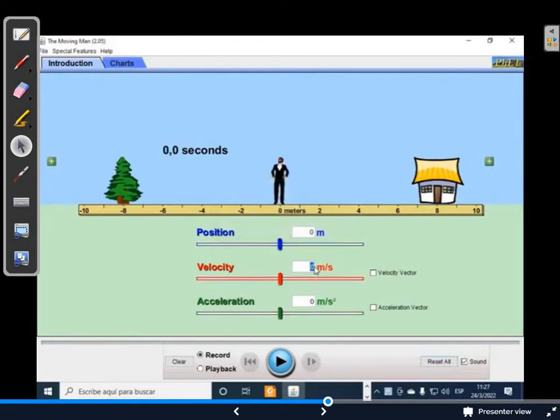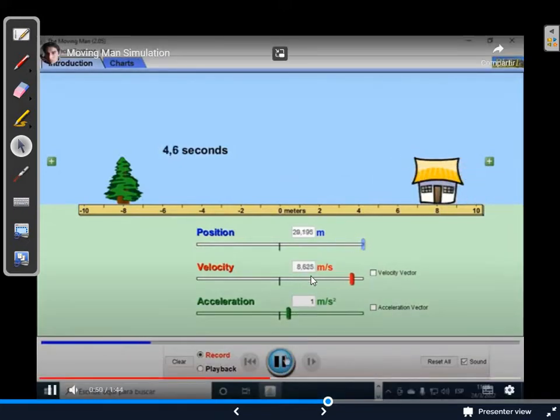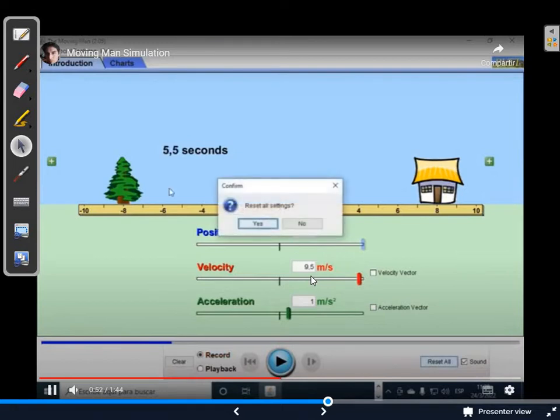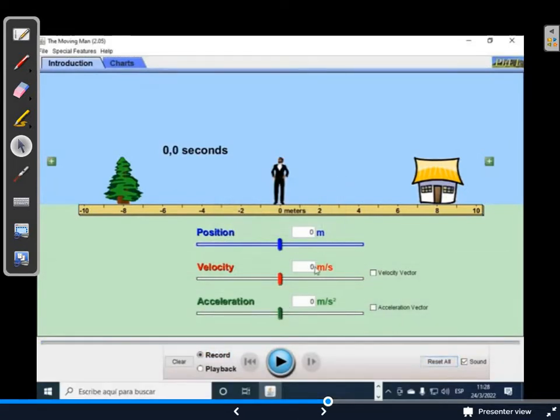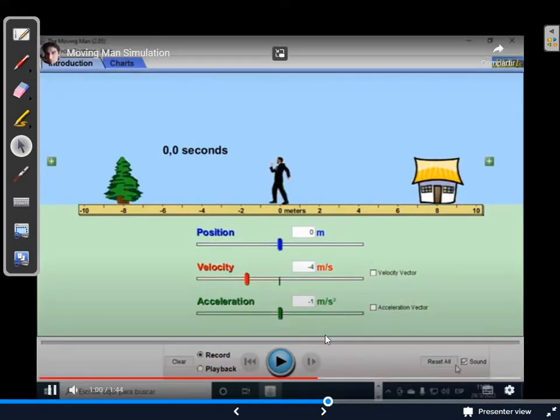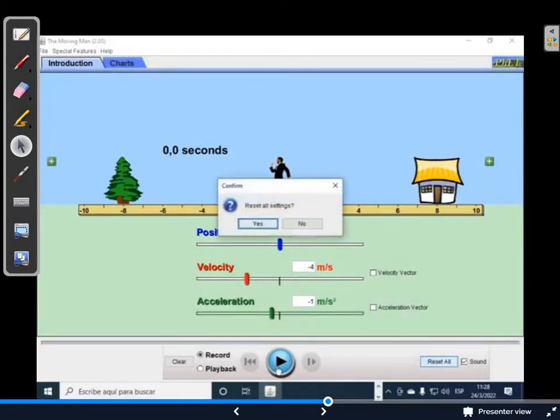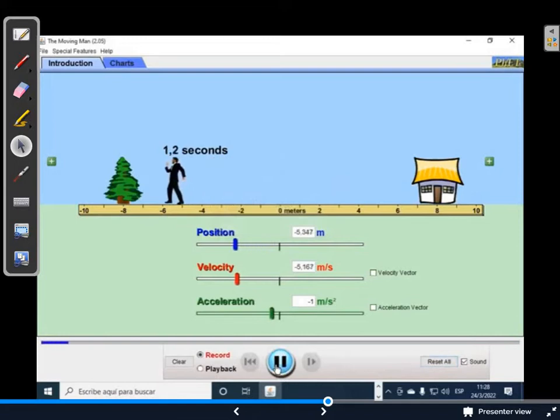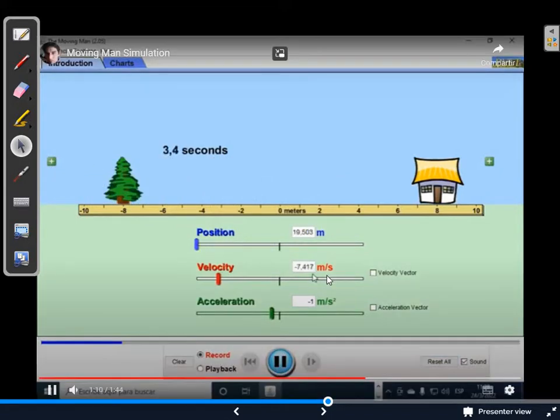And now I will set a positive velocity and a positive acceleration, and you will see that the guy starts moving to the right, and his velocity increases with time. If I set a negative velocity, for instance -4, and a negative acceleration, the velocity will increase negatively to the left. So here, as you can see, the velocity is increasing to the left.